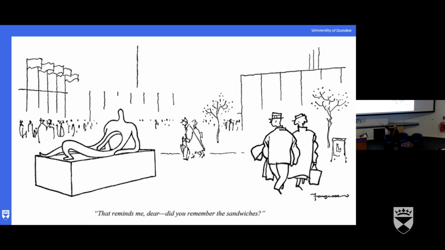So there's another hole. And this is Fougasse. He's the person that's famous for Careless Talk Costs Lives, if you know those underground posters in London. And they're passing something that looks like it's on the South Bank, looks like a Henry Moore, though the hole has been exaggerated and enlarged. And the person says, that reminds me, did you remember the sandwiches? So it's this idea of making a gag about what you're supposed to feel when you look at a sculpture.